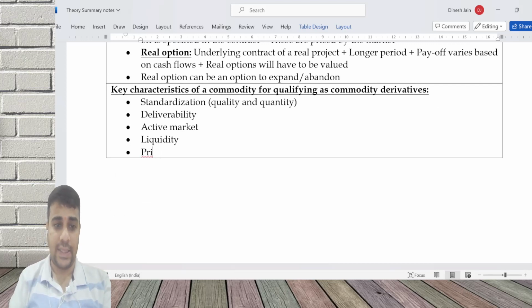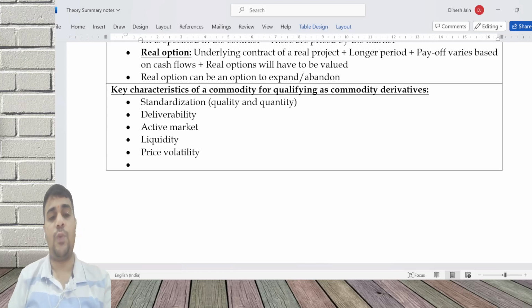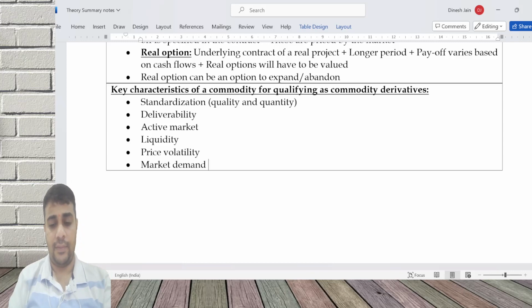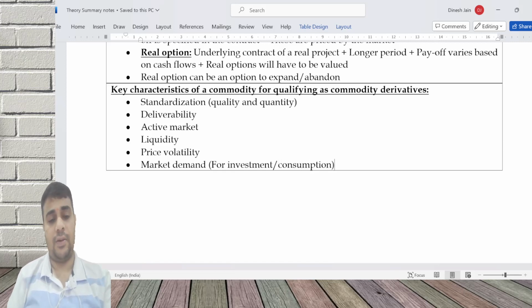Price volatility. There should be a volatile price. Prices should be volatile. Market demand for investment or consumption. It could be for investment purpose or for consumption purpose.